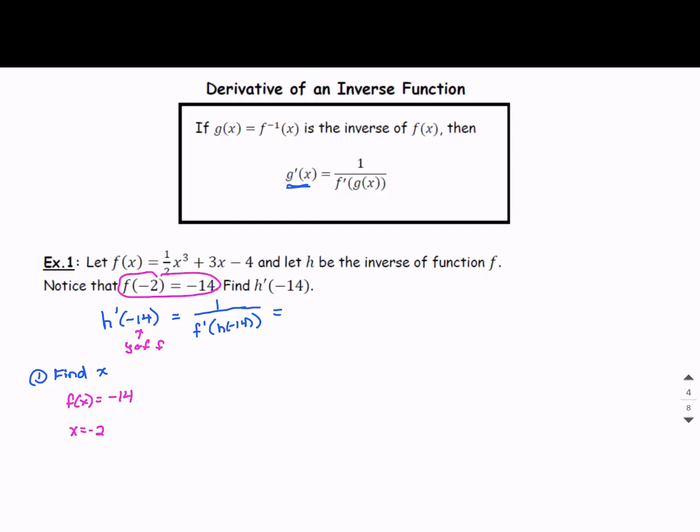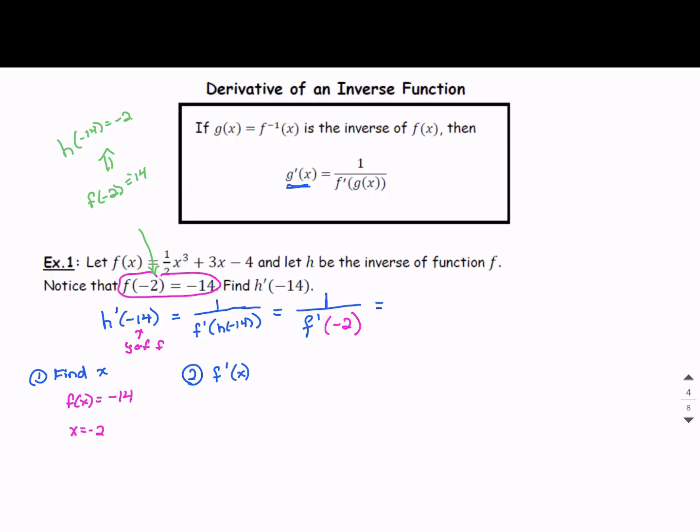Also, another way to look at that, if we know that for f, negative 2 gives negative 14, then we know that h, switching the x and y's, of negative 14 is negative 2, and either way, we're going to get 1 over f prime of negative 2. So now we need to find f prime. So we had f of x is 1/2 x cubed.